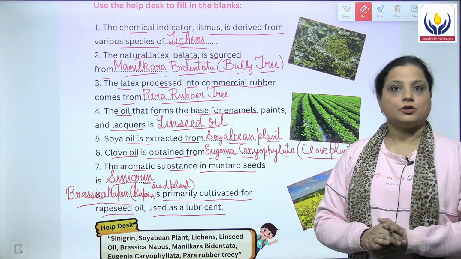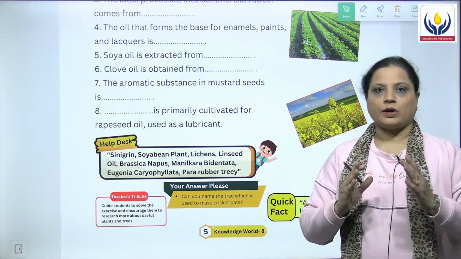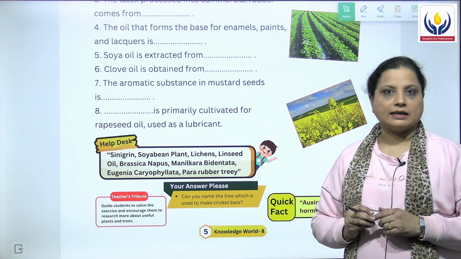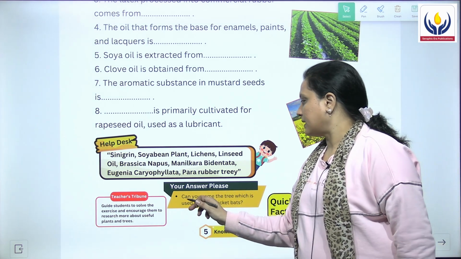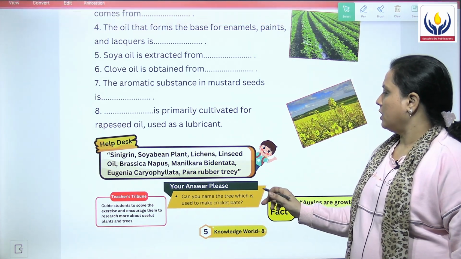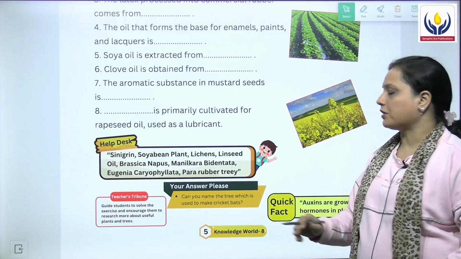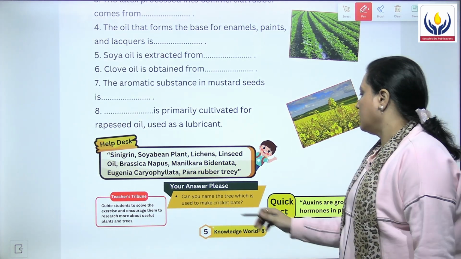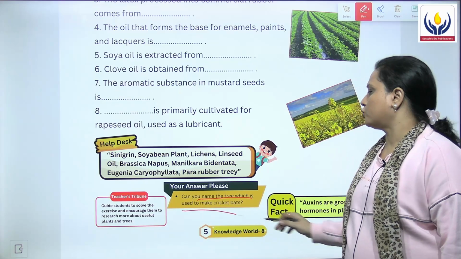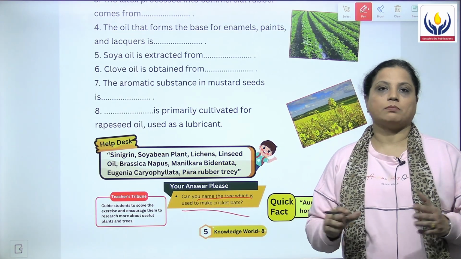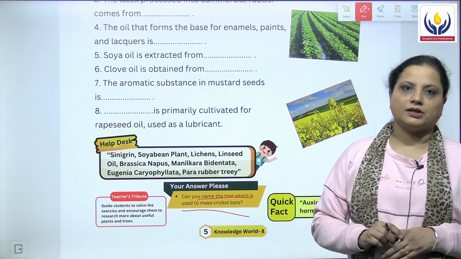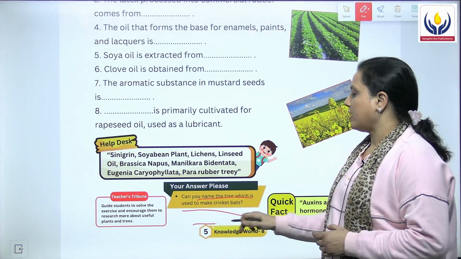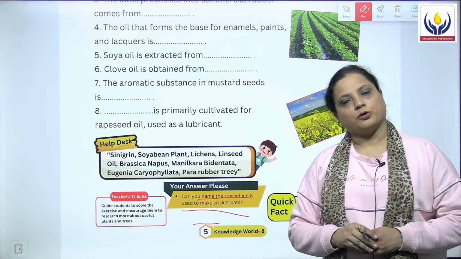Let's now move on to the Your Answer Please. The question for you children is: can you name the tree which is used to make cricket bats? So what are they asking? They are asking, can you name the tree which is used to make cricket bats? आखिर cricket bats किस tree से बनाए जाते हैं? Look out for the answers and write the answer here itself down below in the book.